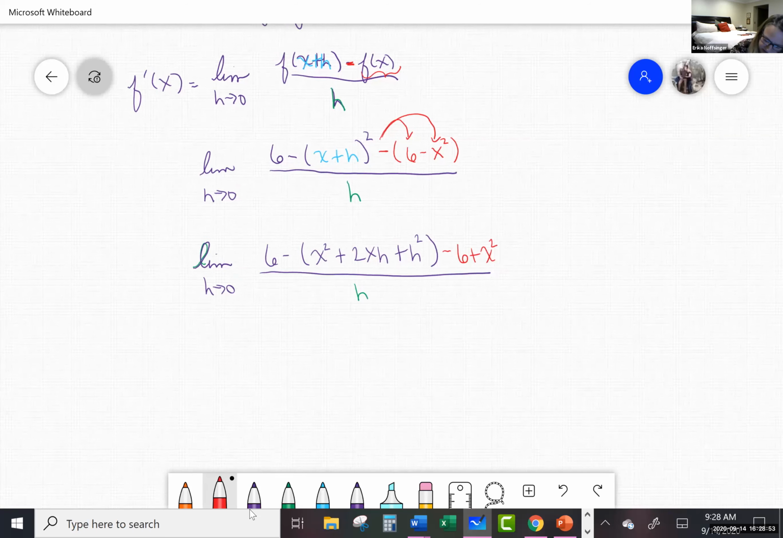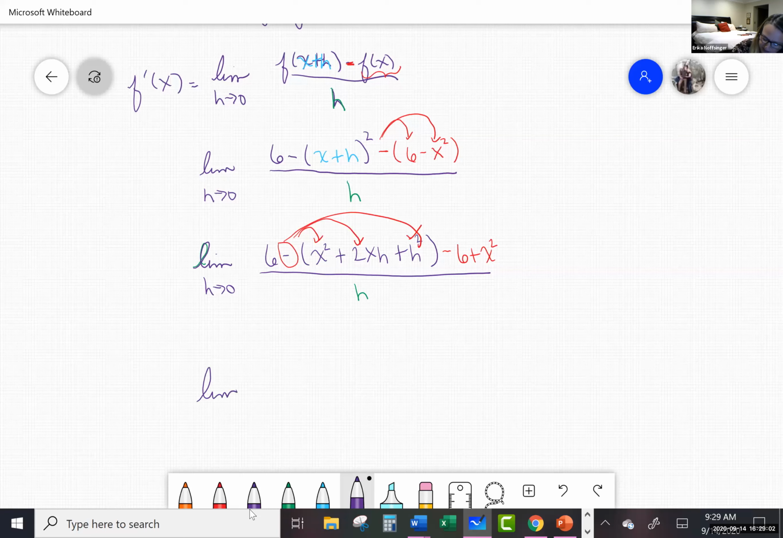So again, we got to distribute this negative outside that parentheses. So bringing down the limit as h approaches 0 of 6. So this is going to give me minus x squared minus 2xh minus h squared minus 6 plus x squared all over h.